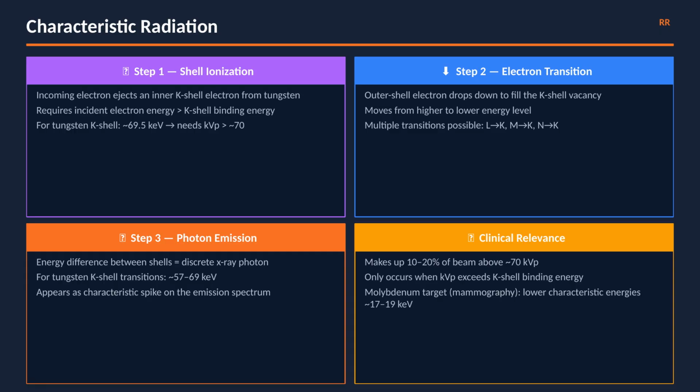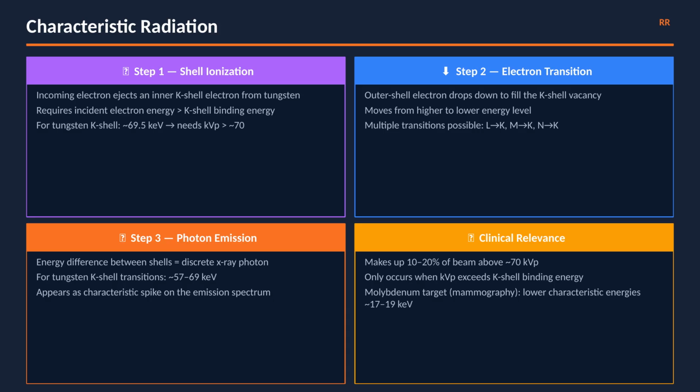Step 2. An outer shell electron drops down to fill the K-shell vacancy. This transition releases energy, the difference between the two shell binding energies. Step 3. That energy difference is emitted as an X-ray photon with a specific, discrete energy. For tungsten's K-shell transitions, those energies fall between approximately 57 and 69 keV. These appear as the characteristic spikes on the emission spectrum. Characteristic radiation makes up roughly 10 to 20% of the beam above 70 kVp.